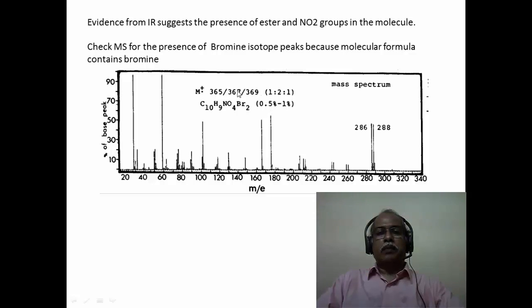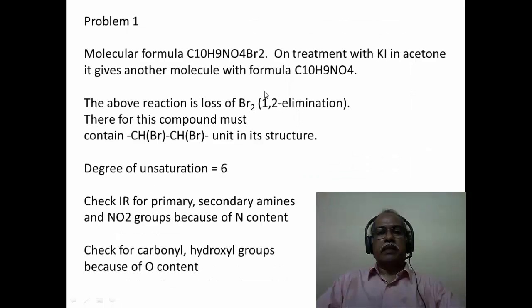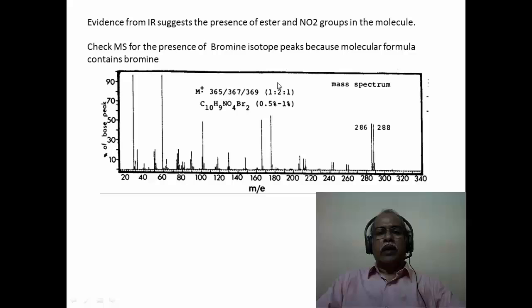So that is a molecular ion peak which corresponds to the molecular formula which is C10H9NO4Br2. Now in addition to that, there are peaks around 286 and 288.